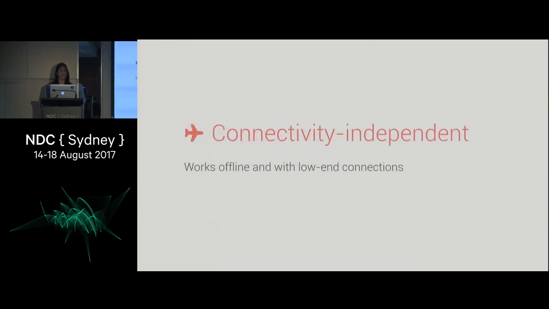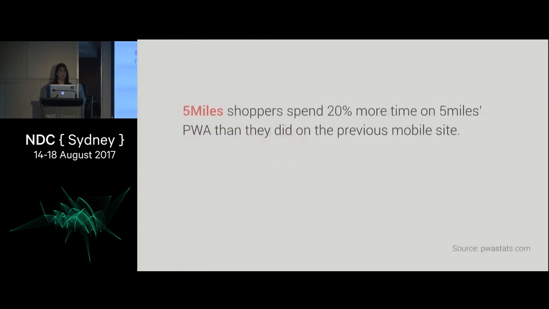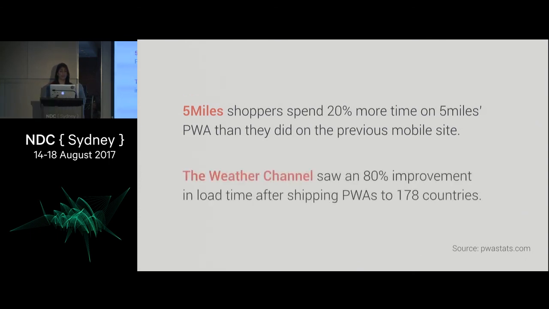A progressive web app is also connectivity independent. So it works offline and it works with low internet connections. And a PWA is engaging. Users are more likely to use a PWA again than a normal website. And that's because you can add it to the home screen and there are push notifications. And there are lots of increased conversions and engagement because of PWAs. For example, 5 Miles shoppers now spend 20% more time on the current PWA than they did on the previous one. And the Weather Channel saw an 80% improvement after shipping PWAs.